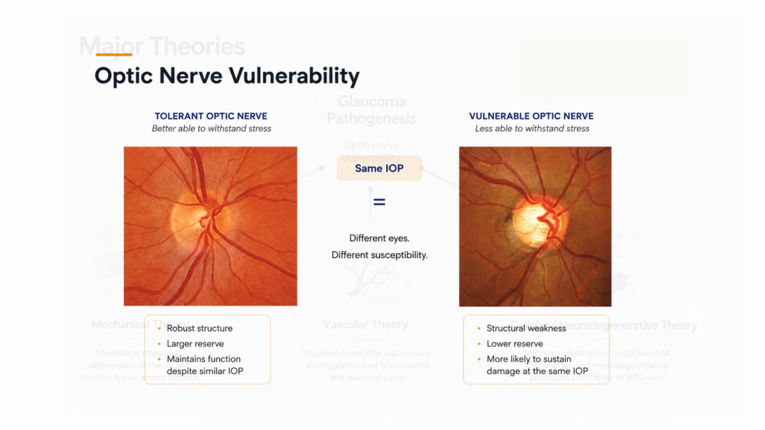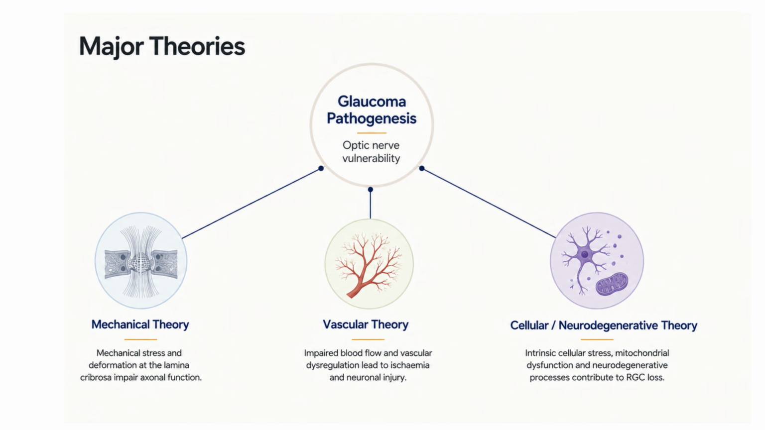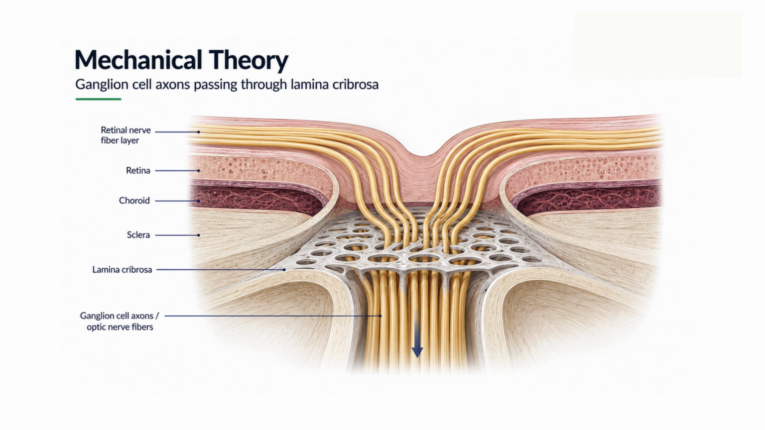For examination purposes, it is useful to understand the major theories of glaucoma as the mechanical theory, the vascular theory, and the cellular or the neurodegenerative theory. Let us take them one by one. First is the mechanical theory.